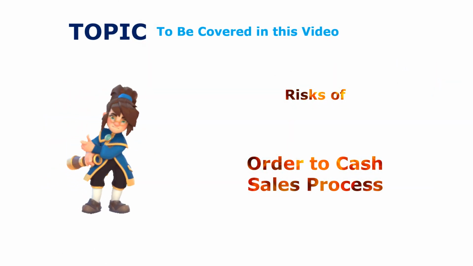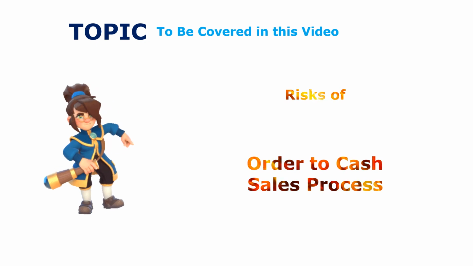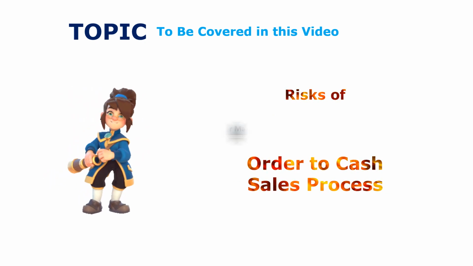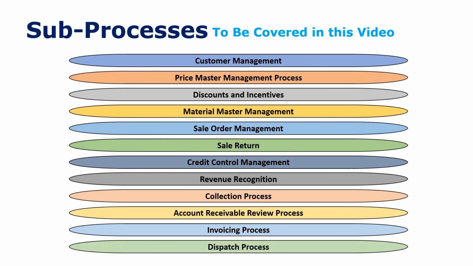In this video, we will cover the risk of order to cash process, which is sales process. In this video, we will cover the following sub processes, which includes customer management, price master management, discounts and incentives, material master management, sale order management, sale return, credit control management, revenue recognition, collection process, account receivable review process, invoicing and dispatch.